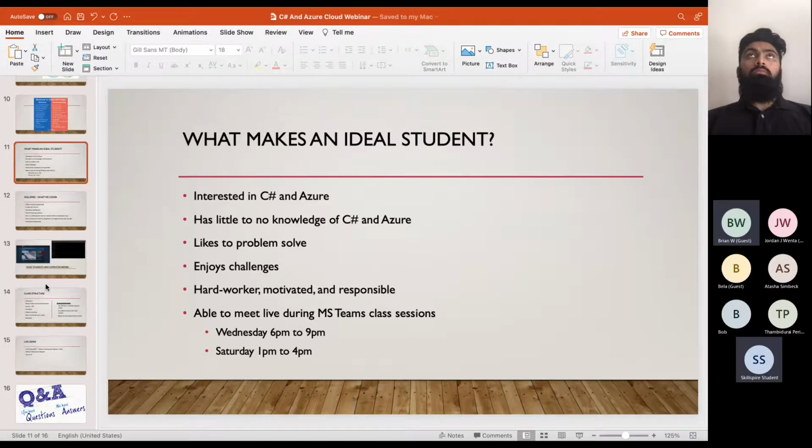You like to problem solve, so coding is all about problem solving. It's about taking apart a problem piece by piece, seeing which parts you can solve, and distributing it amongst your team members. You like challenges, so like I said, if you like to do the same thing every day or don't like to go out of your comfort zone, then the development field might not be for you. You're a hard worker, you're motivated and responsible.